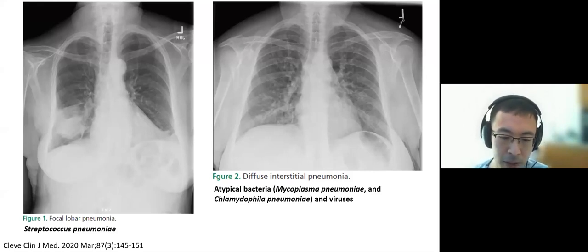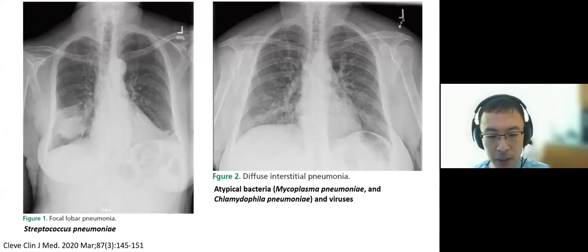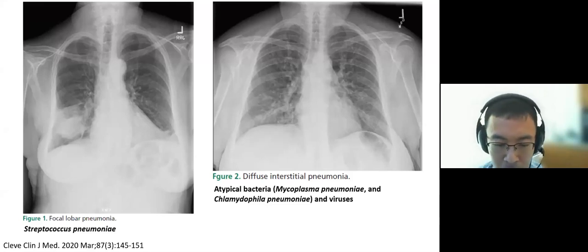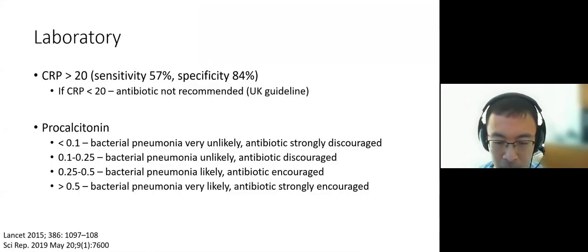And when I say typical bacteria, this refers to bacteria that are susceptible to beta-lactam antibiotics. They can grow readily on standard culture media in the lab, and they tend to cause a very acute illness with high fever and productive cough. The atypical bacteria do not respond to beta-lactams. They do not readily grow on standard culture media, and they can cause a subacute illness with milder symptoms or even extrapulmonary symptoms.